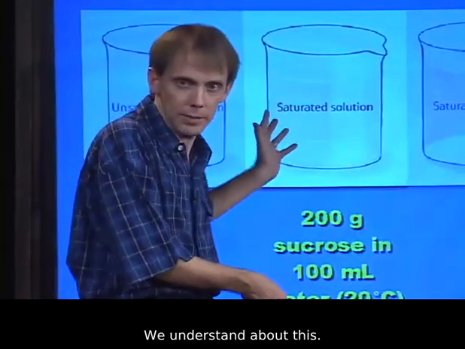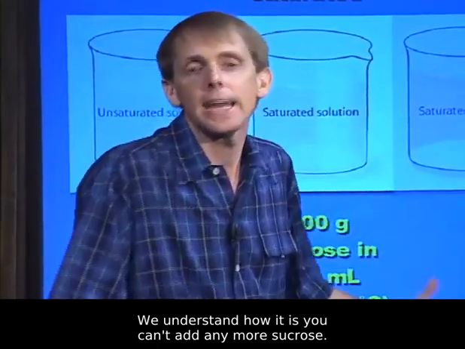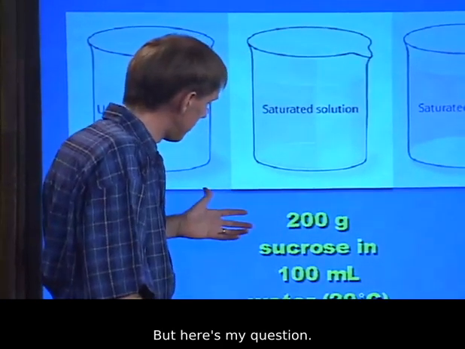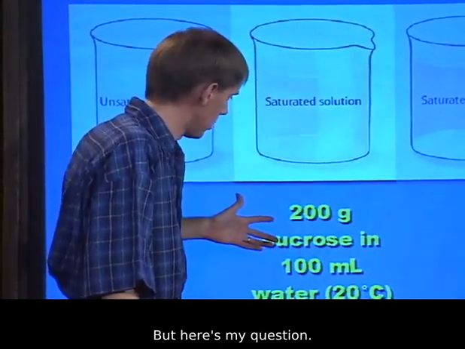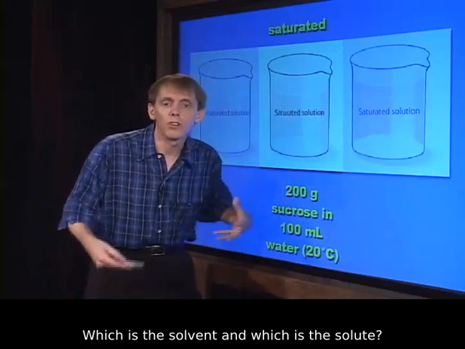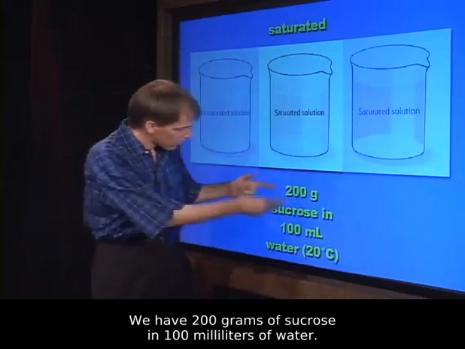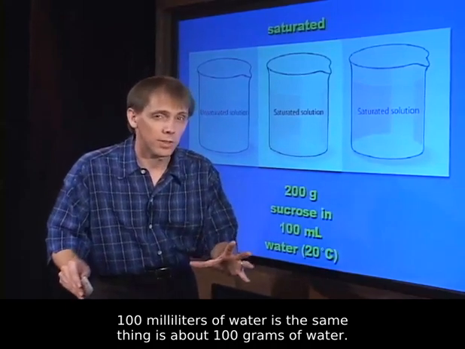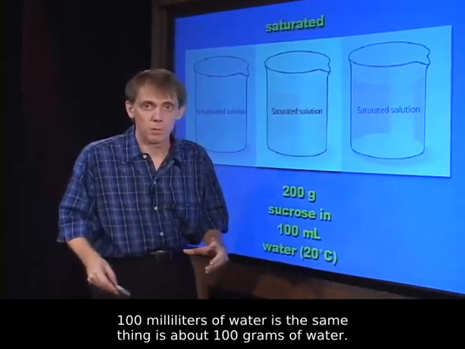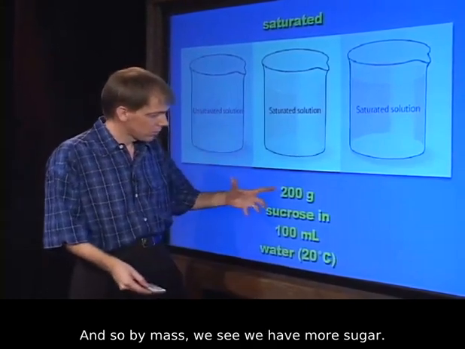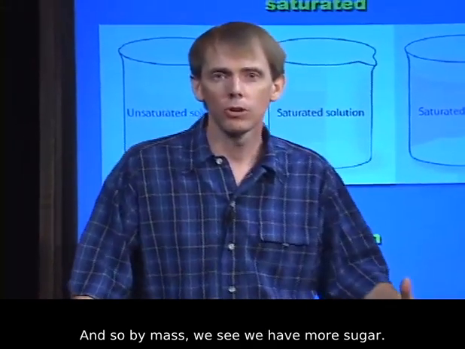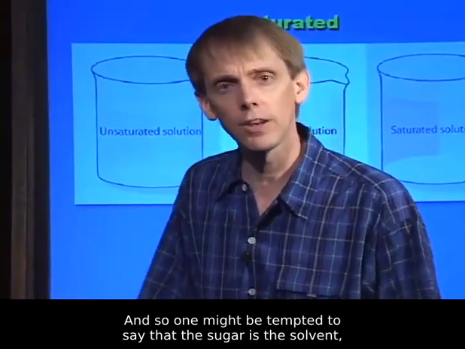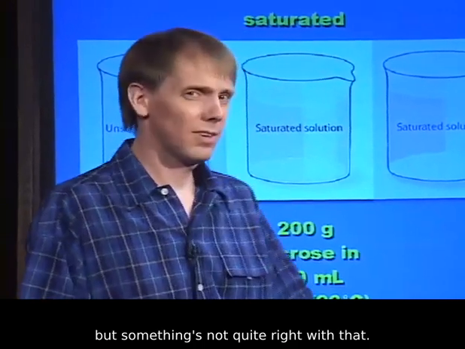And we understand about this. We understand how it is you can't add any more sucrose because it's saturated. But here's my question. Which is the solvent and which is the solute? We have 200 grams of sucrose and 100 milliliters of water. 100 milliliters of water is the same thing as about 100 grams of water. And so by mass, we see we have more sugar. And so one might be tempted to say that the sugar is the solvent. But something's not quite right with that.